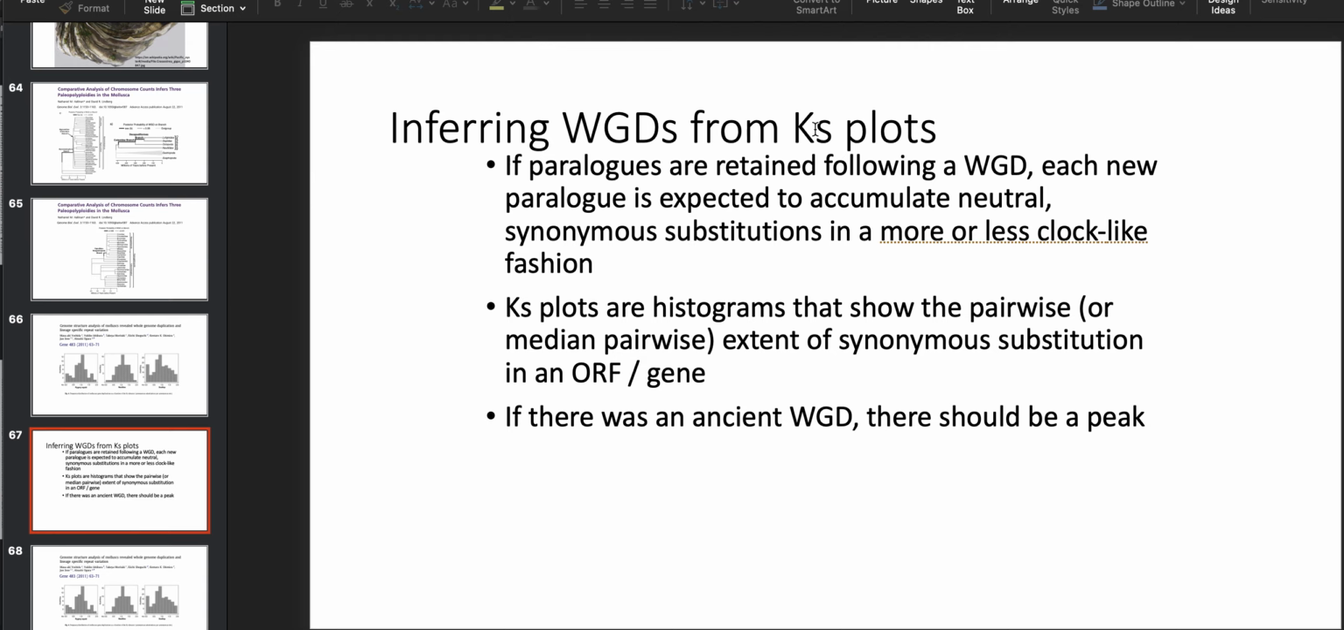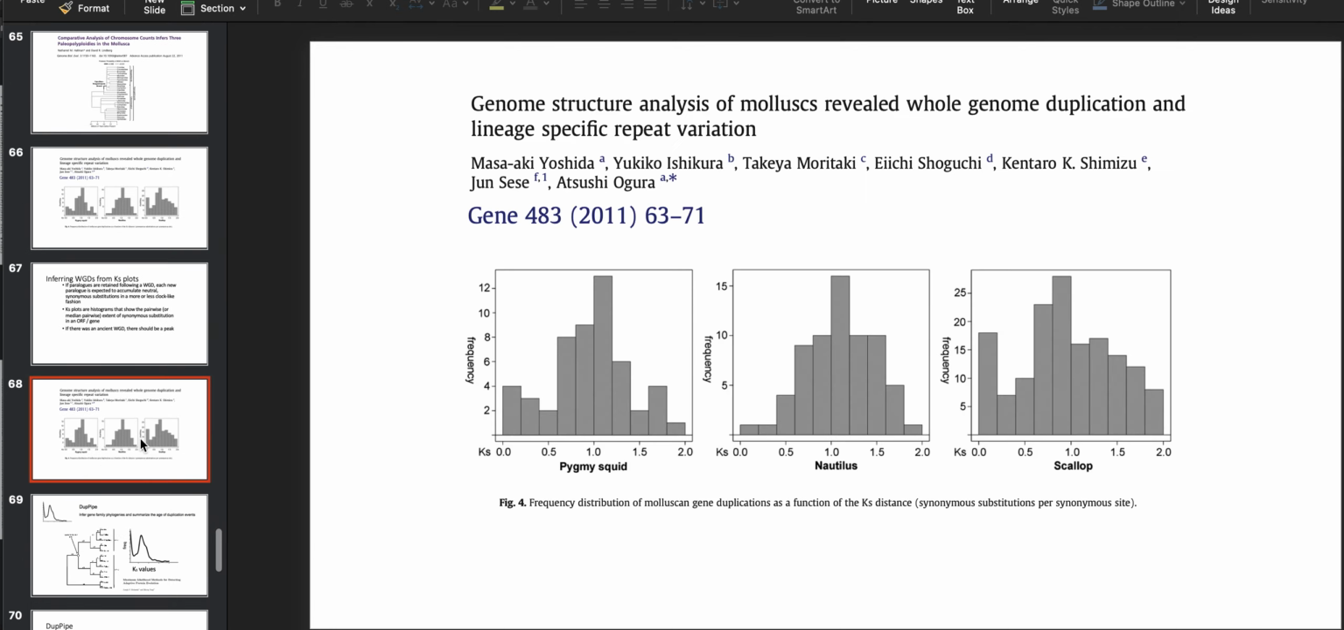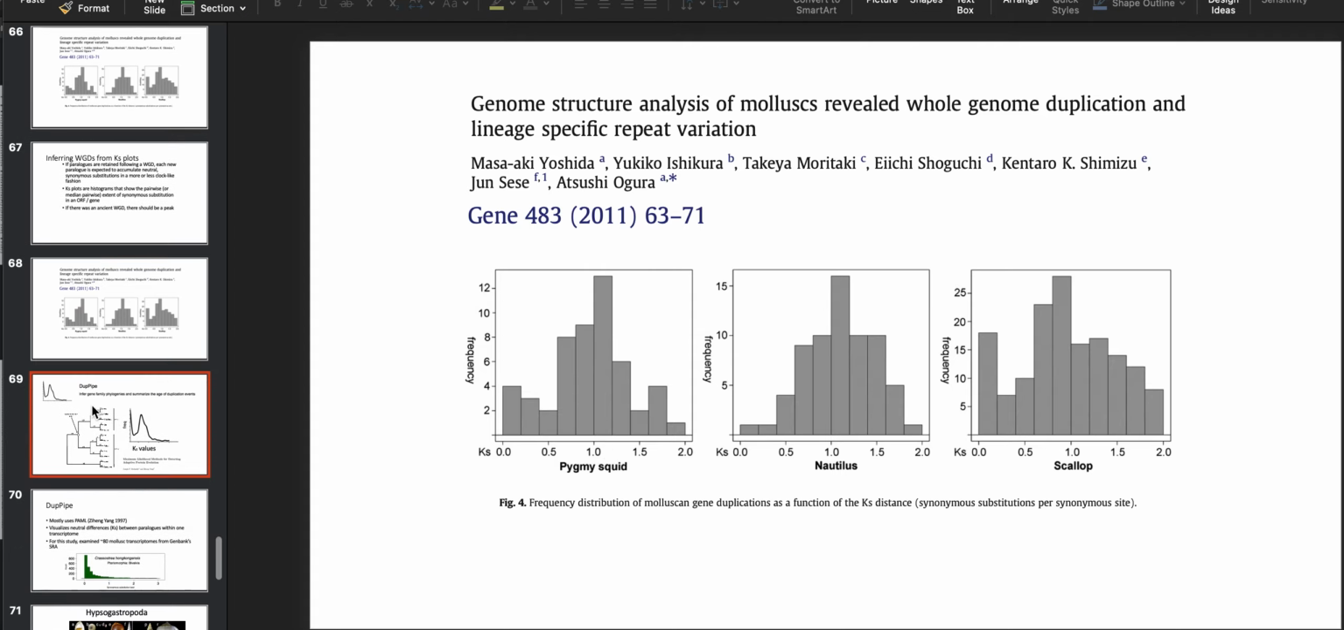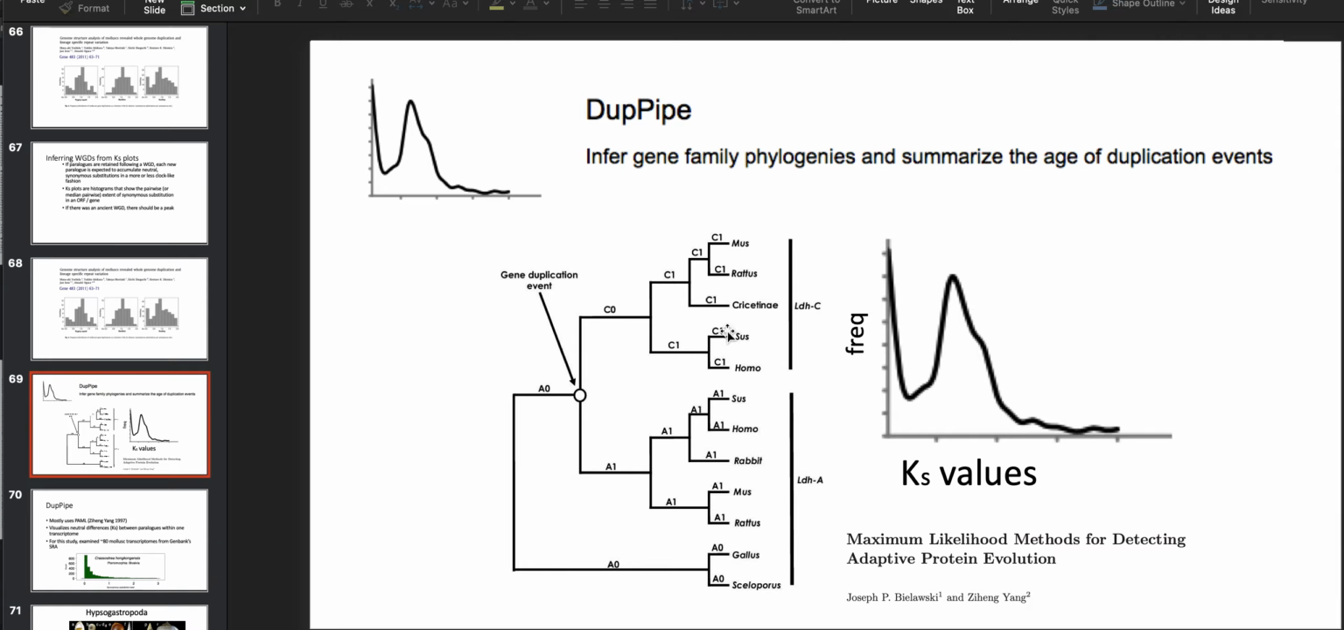If that's happening in a more or less clock-like way, that should result in a bunch of paralogs that are about the same evolutionary distance apart, if you look at the pairwise evolutionary distance. So we should see a peak in these KS plots. And that is actually what we see in some cases.